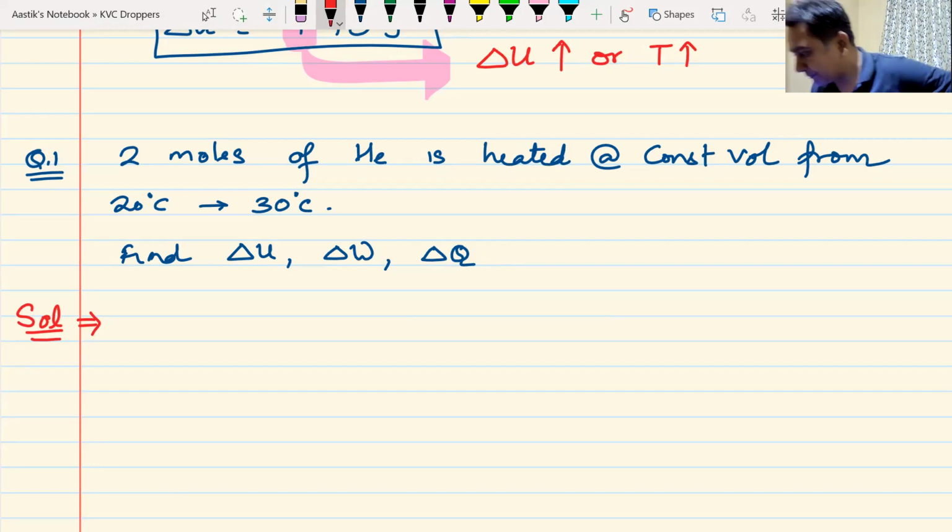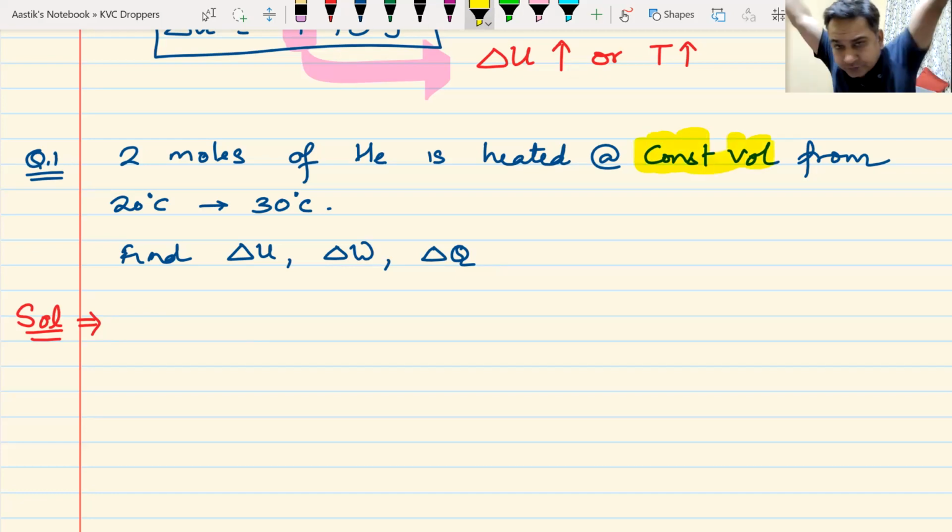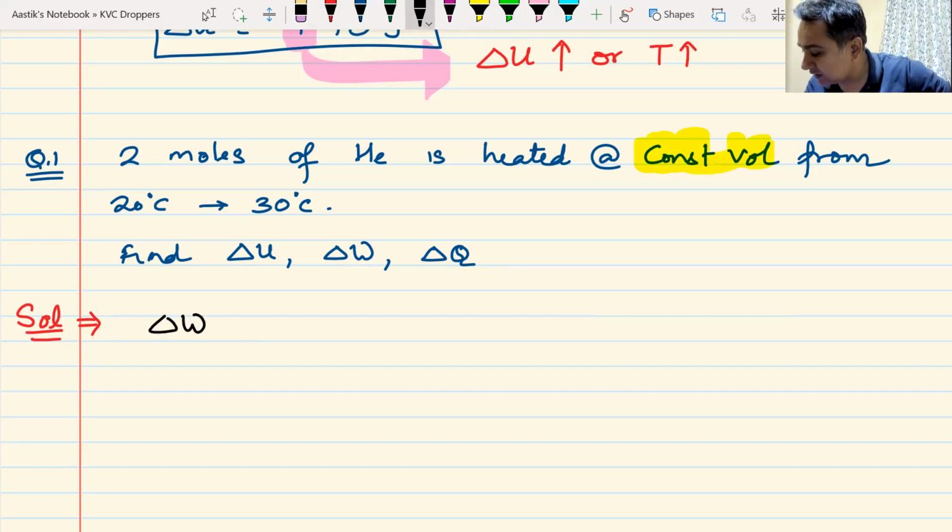Let us see how to do this. First things first. This is a process that takes place at constant volume. Yes or no? So first thing we already know is that the work done in this process is going to be zero. Do we understand this?